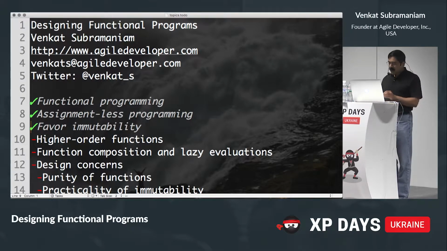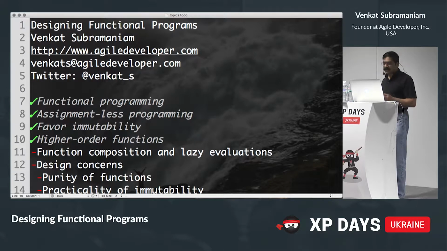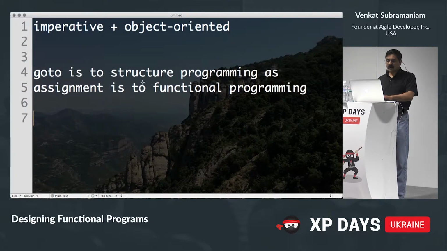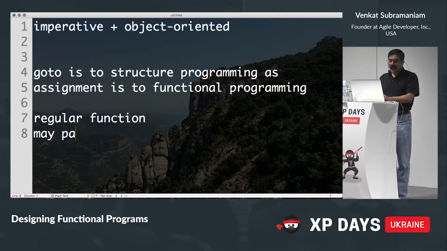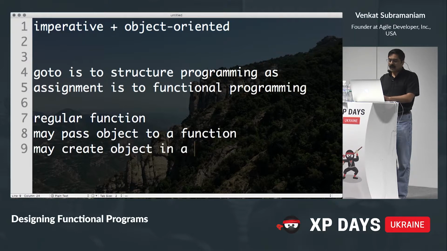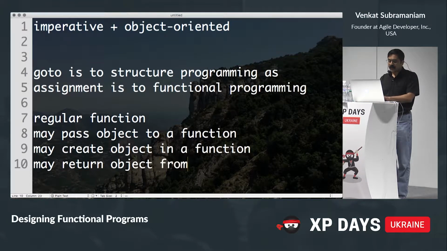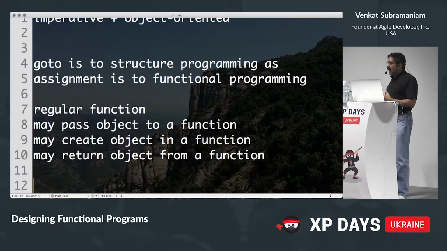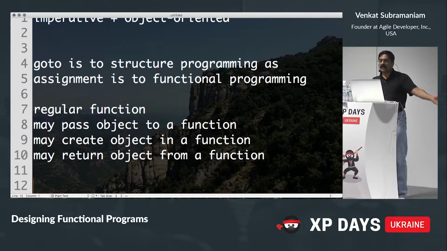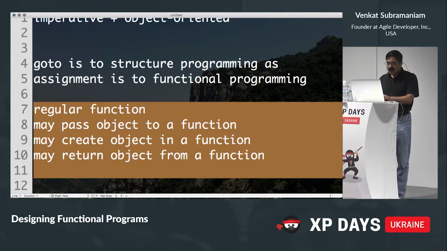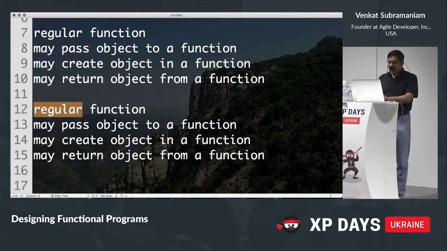The second thing about functional programming is that it uses what are called higher order functions. So what in the world is a higher order function? Well, think about regular functions. What does a regular function do? We may pass an object to a function, we may create an object within a function, and we may return an object from a function. So this is what a regular function is. Now let's talk about the so-called higher order functions.